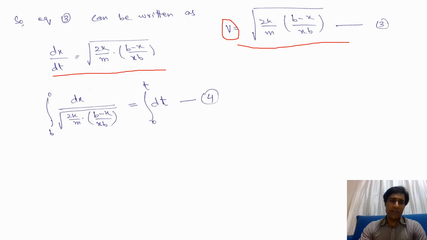So we will integrate this equation from b to 0. It is given in the problem that the particle moves from rest at distance b. So when it is at rest, it is 0, and when it moves to distance b, here it is b. In time t, it moves from 0 to b. So we just separated the variables and integrated with respect to the conditions. So this is the final equation 4.